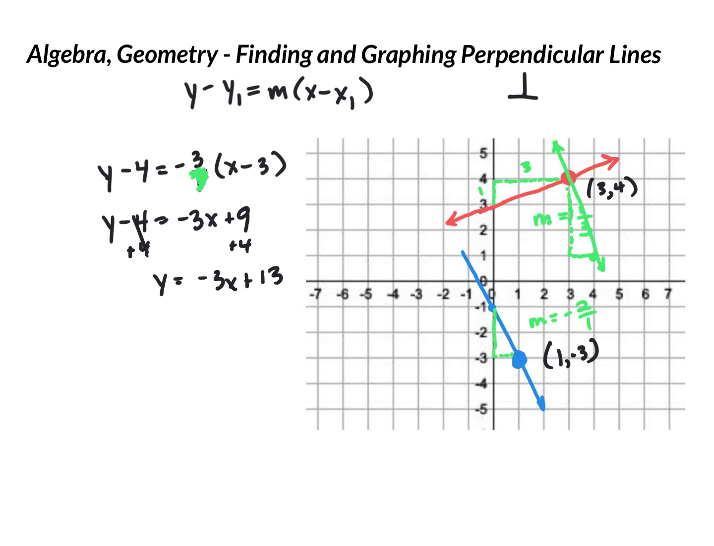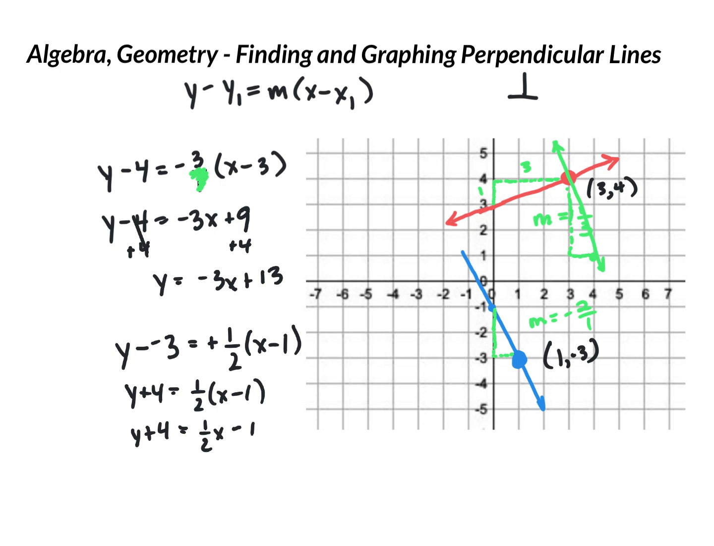So my perpendicular line would be y minus negative 3 equals, now, my slope was negative 2. So the first thing I do, it's going to be positive. The perpendicular is going to have the opposite sign. And then instead of 2 over 1, it's going to be 1 over 2. And then x minus 1. So y plus 3 equals 1/2 x minus 1. And again, you could distribute this if you wanted. You could say, well, y plus 3 equals 1/2 x minus 1/2.